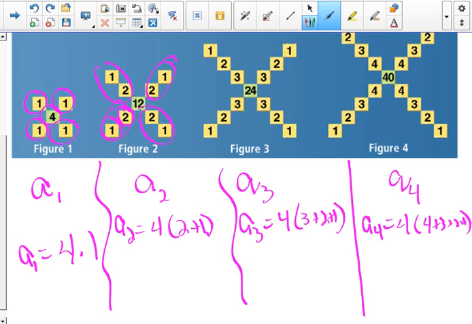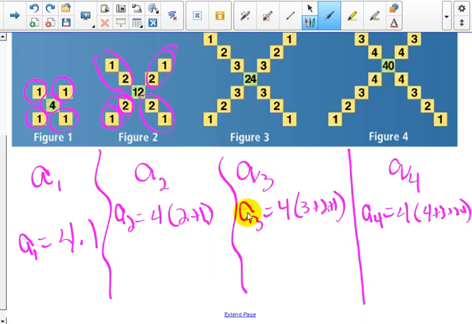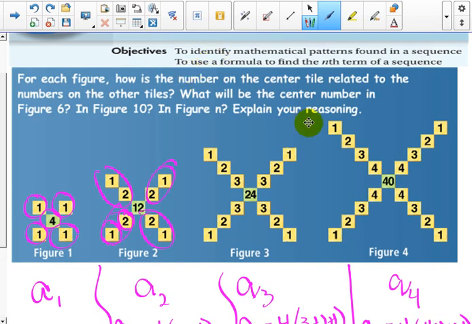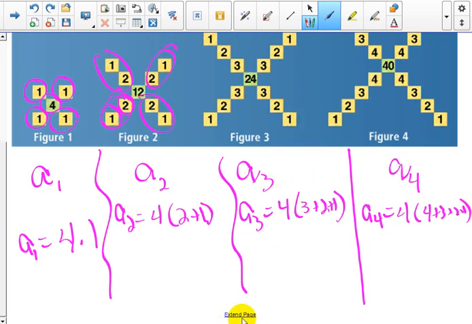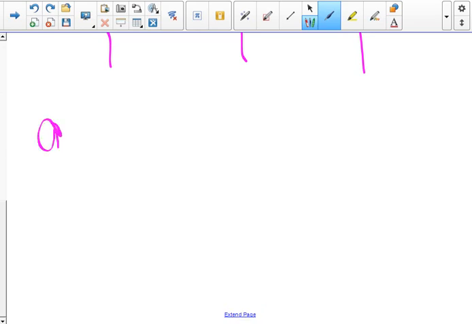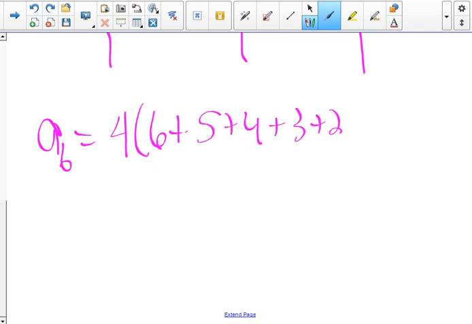Okay? So if I ask you, well, what is the center number in figure 6? For figure 6, it would be equal to what? 4 times 6 plus 5 plus 4 plus 3 plus 2 plus 1. And then on your whiteboards, why don't you calculate real quick, what would the 10th element be? And get it down to a single number.